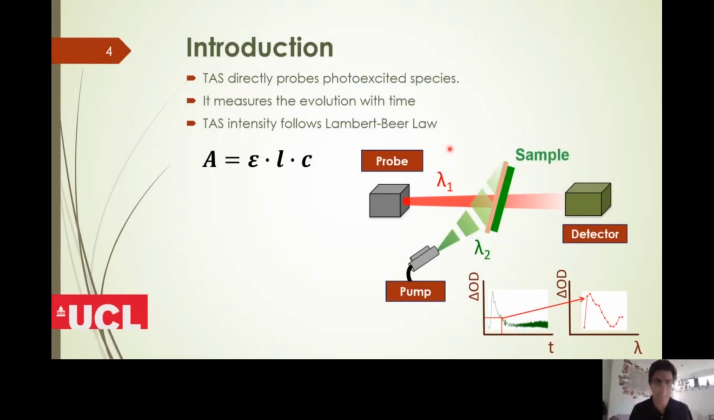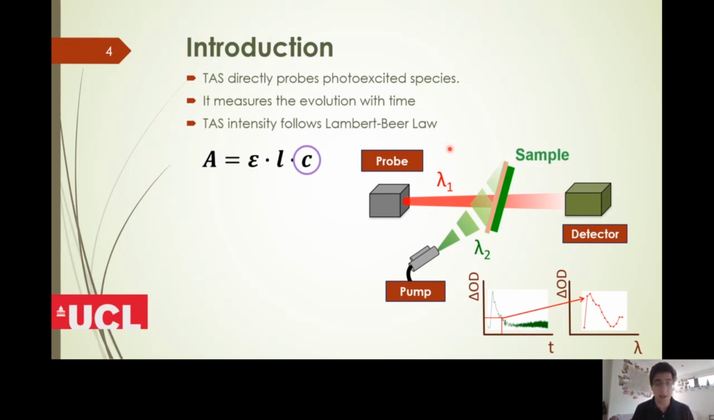TAS is a spectroscopic measurement that gives you information on photoexcited species because it probes photoexcited species. So it measures the absorbance of these excited species. Another good thing about this technique is that it measures the evolution of these photoexcited species with time. And as I said, it is related to the absorbance of these species, so it's going to follow the Beer-Lambert law.